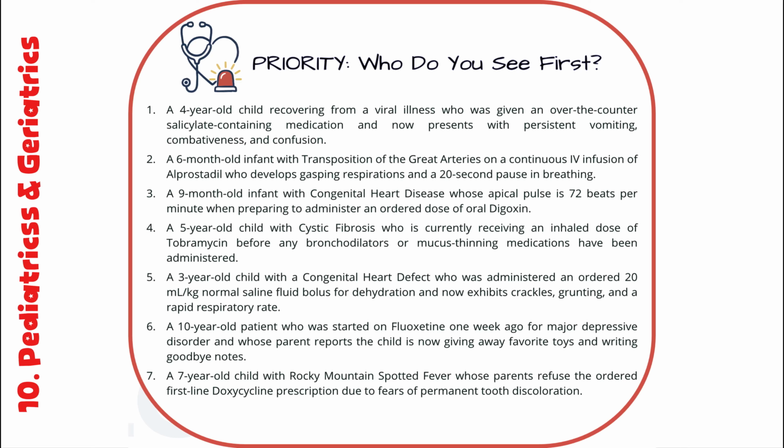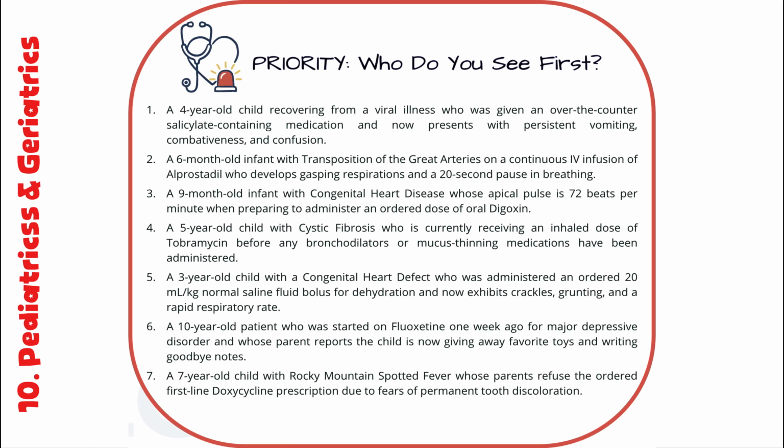If you chose the 6-month-old with transposition of the great arteries on continuous IV alprostadil who developed gasping respirations, you saved a life. That apnea is the drug working as expected, and it needs immediate bedside bagging and emergency intubation. The 3-year-old with a congenital heart defect who received a standard bolus and now has crackles is a close second. They are in acute pulmonary edema, but the airway always wins.